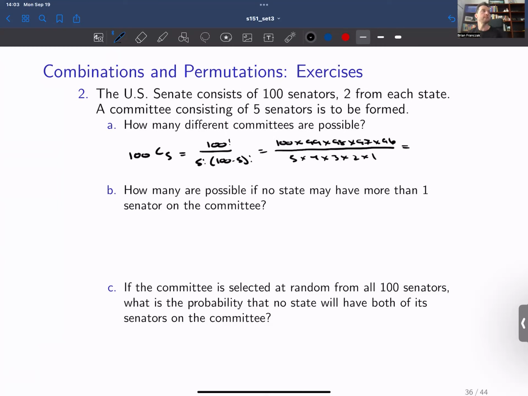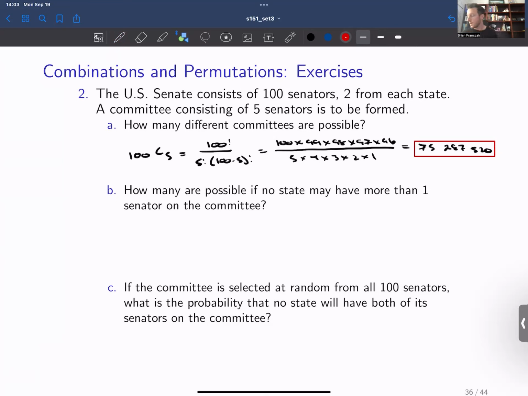Okay, so 100C5, and that gives me 75,287,520 different possible committees of size 5 from 100 different senators.